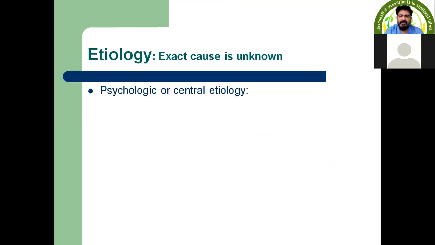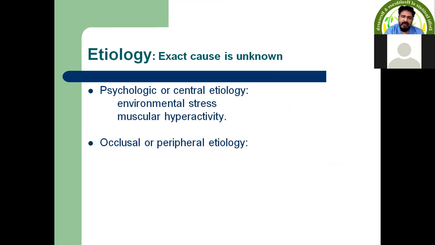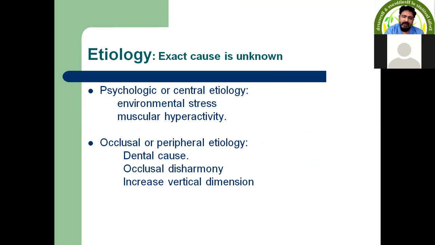Etiology: the exact cause is unknown, but psychological and environmental stress is a major factor, which leads to muscular hyperactivity. The occlusal or peripheral etiology is also there. Sometimes a dental cause or occlusal disharmony is there, so an increase in the vertical dimension is there. So when the patient is closing the jaw, it gives direct pressure on the joint.